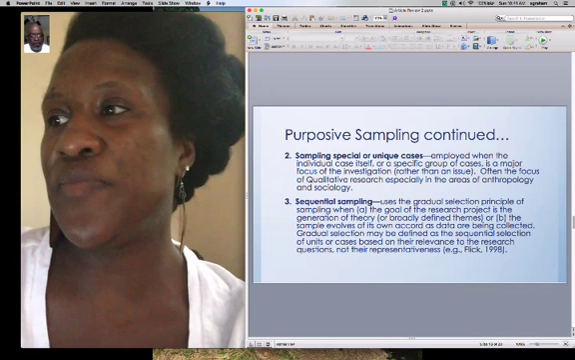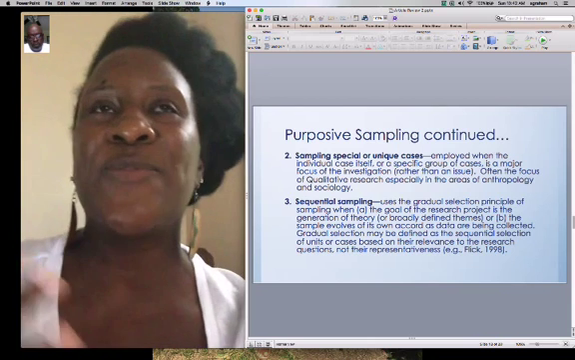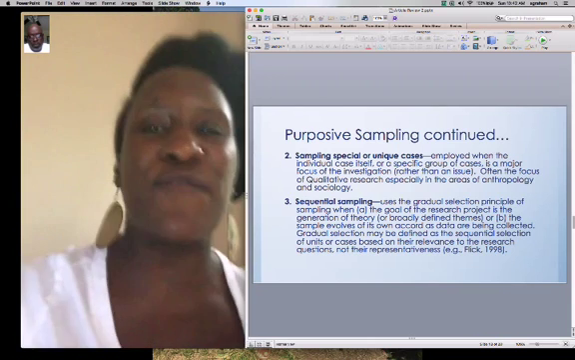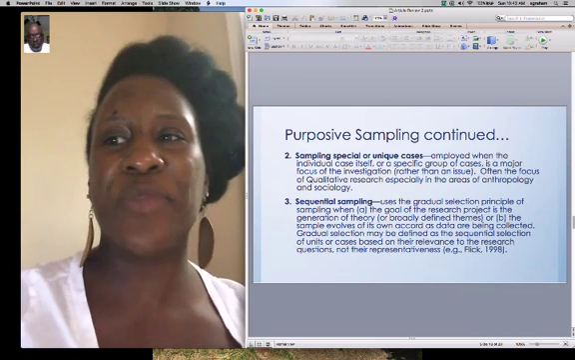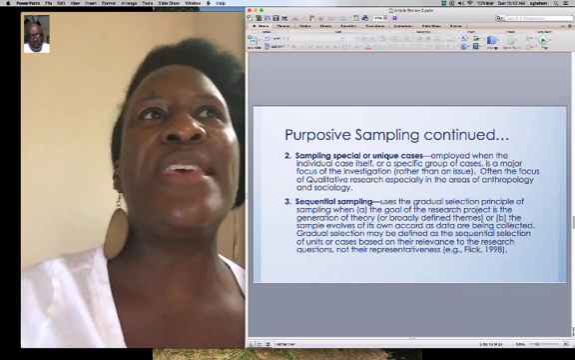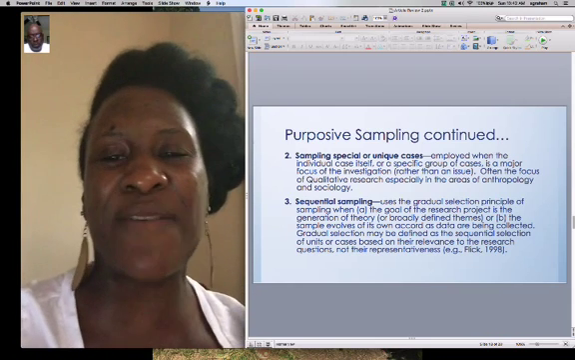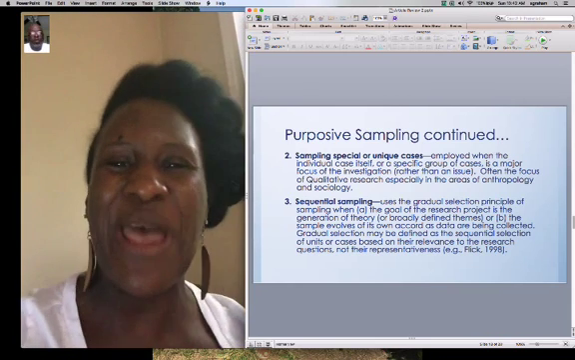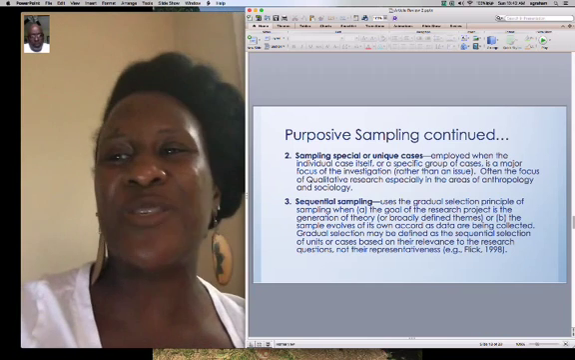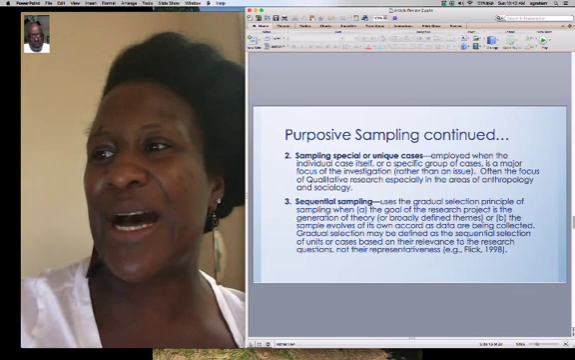So, sampling special or unique cases. I couldn't get that one. What do you think of that? With this one, what I gathered they were trying to convey was, if you think of a specific question that they have, and if you think of it on a continuum, then let's try to find one that doesn't meet any of the criteria that we found with these other cases. So a special case or a unique case.